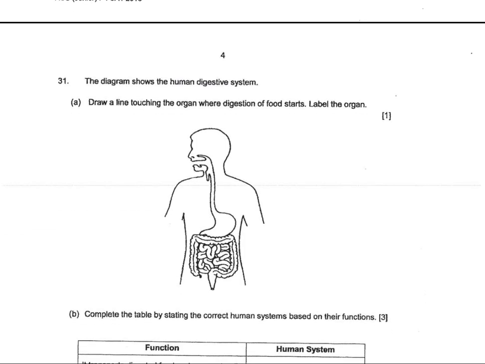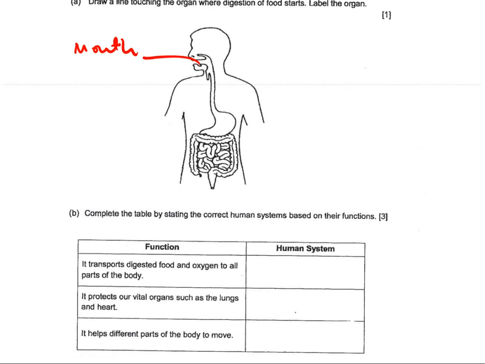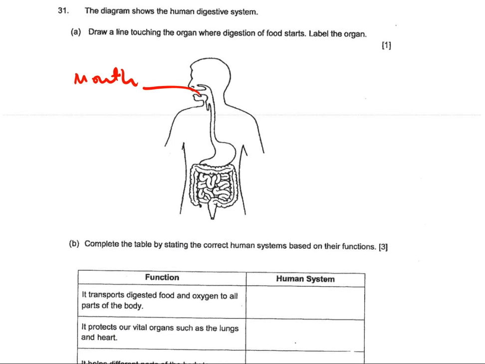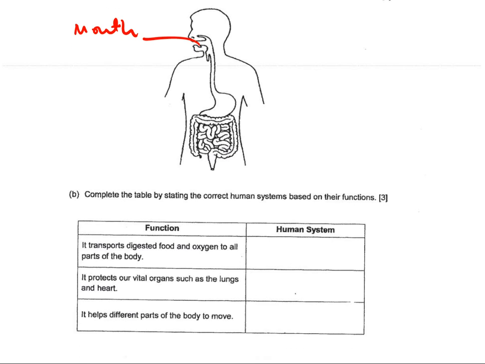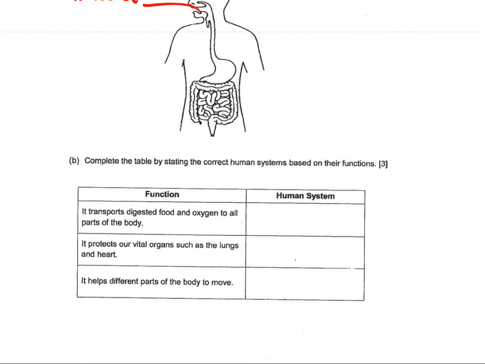Draw a line touching an organ where digestion of food starts. You know that digestion starts in the mouth. Label the organ, mouth. Saliva digests starch in the mouth, so digestion starts at the mouth.